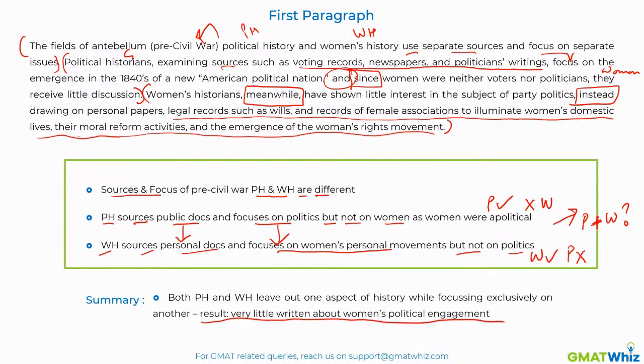So both political historians and women historians leave out one aspect of history while focusing exclusively on another. So this, all of you have said the same thing, that they focus on different things. But look at the way I have written it. I'm not saying you have to write it this way only. But the point is, each of them is looking at one aspect and leaving out the other. This is something that if you are able to derive, you will do very well on all RC questions, guys. This part is, of course, my inference. Very little is actually written about women and politics.